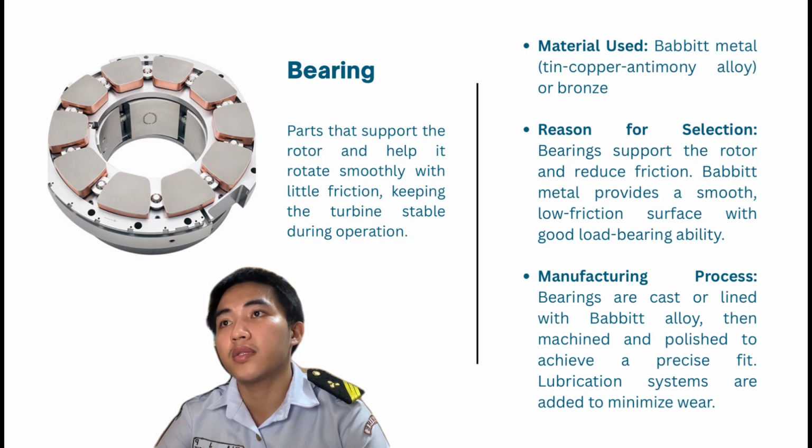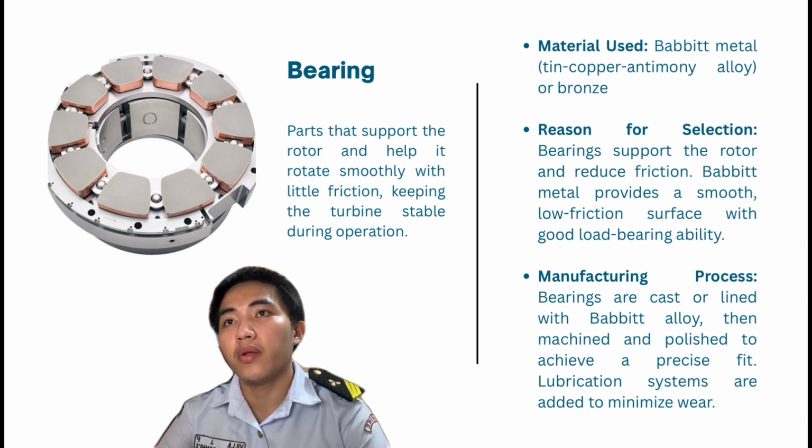Babbitt metal provides a smooth, low-friction surface with good load-bearing ability. Manufacturing process: bearings are cast or lined with babbitt alloy, then machined and polished to achieve a precise fit. Lubrication systems are added to minimize wear.